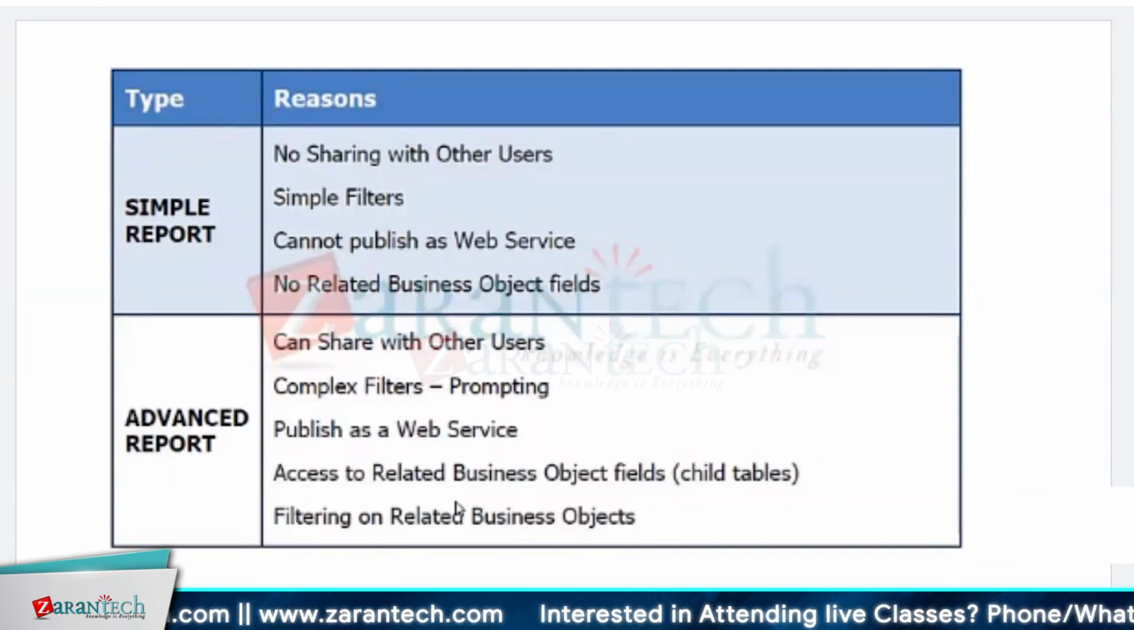But yeah, publish as a web service has nothing to do with sharing, right? It's just, can you access this report in an integration and use the information in an integration? But the sharing with others is just part of this advanced report. As long as I've shared the report with others, they should be able to see it. It's independent of this publish as web service.